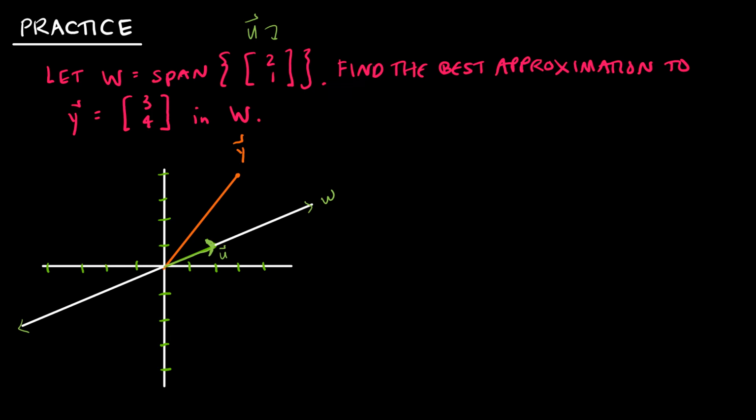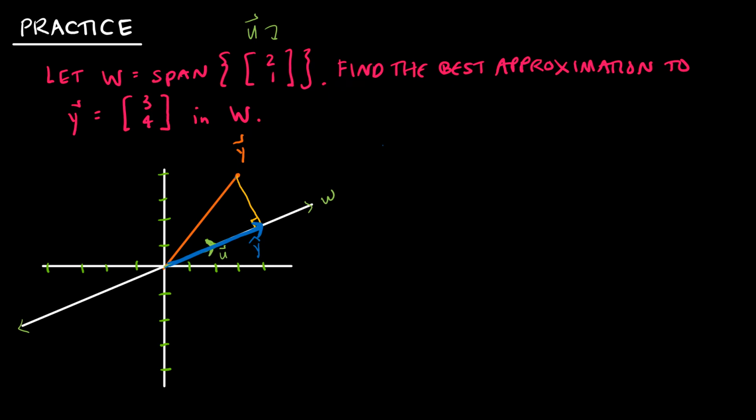I'm looking for the best approximation to Y, where Y is (3, 4), and I want that to be in W. So what I'm looking for is, if I were to draw a perpendicular line, my theorem says that that is going to be the best approximation to Y in W. When I say that is going to be the best approximation, I'm referring to this vector, the vector created, and we call that Y hat if you recall, by that perpendicular line from Y to our span, essentially to our line. That's what I'm looking for: Y hat.